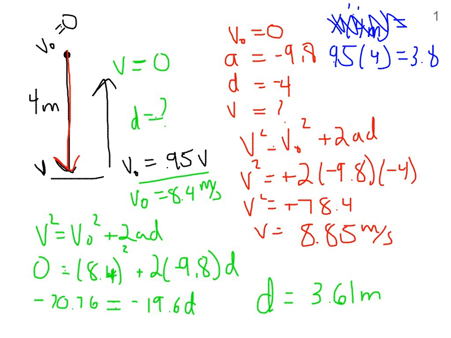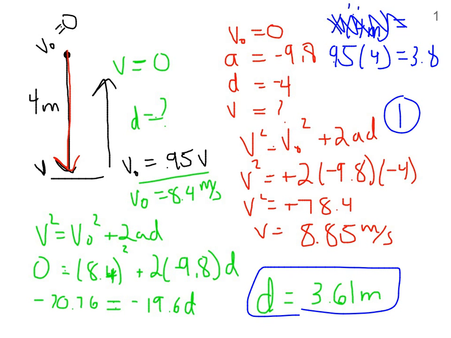So this height is less than 95%. So less than 95% is choice 1. The second question says, how high will the ball actually go? We already did that. We know that it's going to go 3.61 meters high.